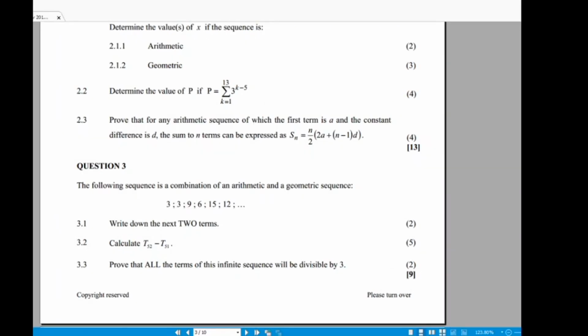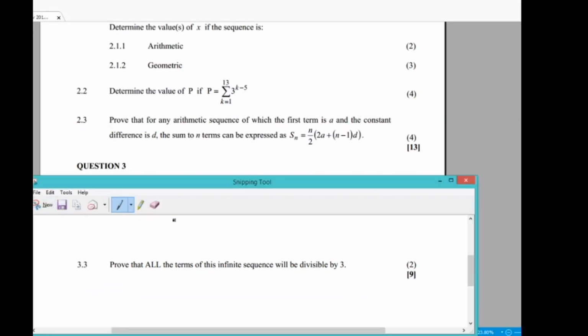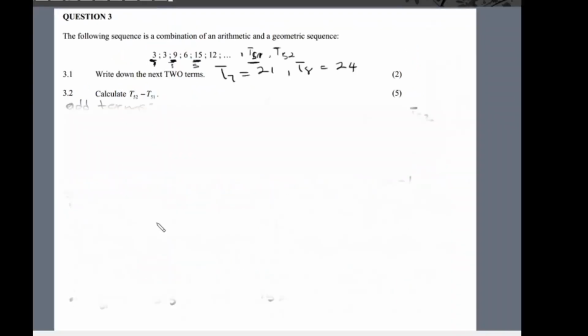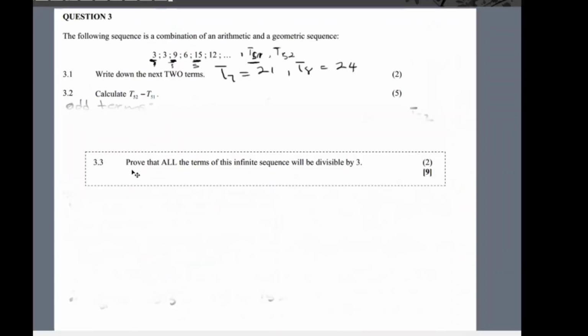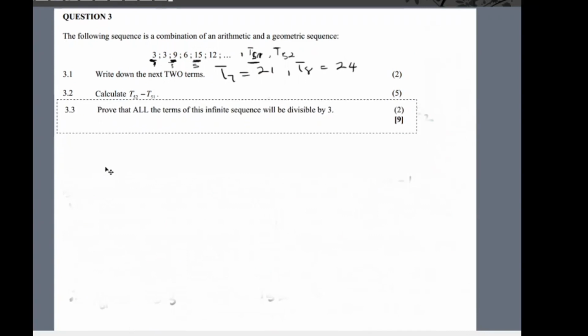Okay, now that we go to 3.3, what do they say here? Okay, let me just copy 3.3 to our board. All right, so 3.3 is to prove that all the terms in the infinite sequence will be divisible by 3. So for the arithmetic terms, so we go 3.3 for the arithmetic terms.